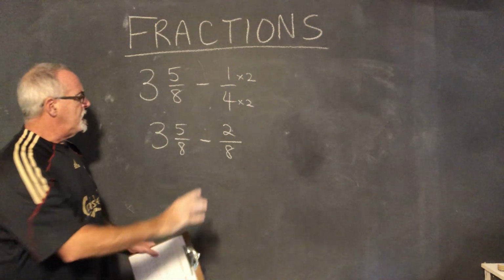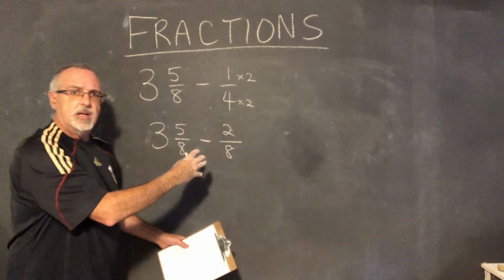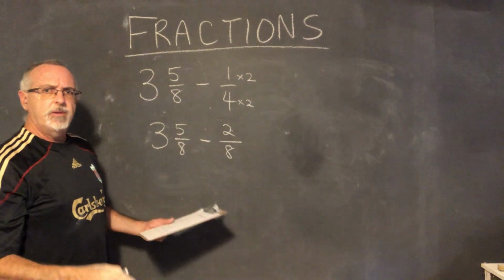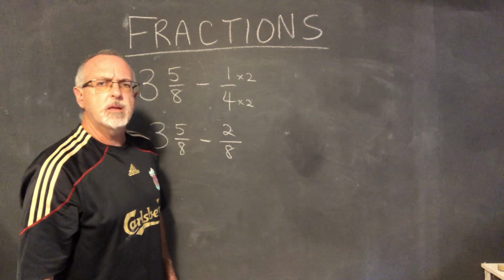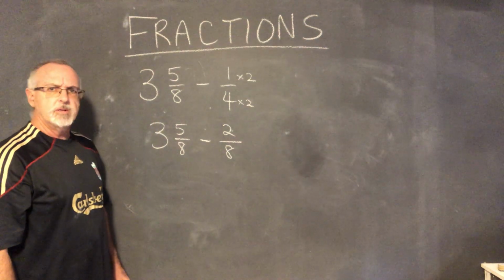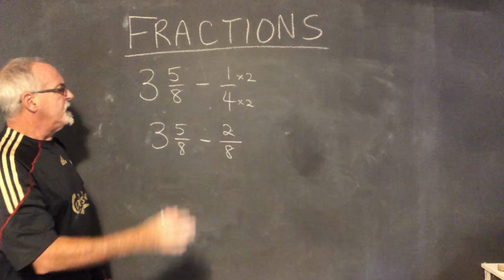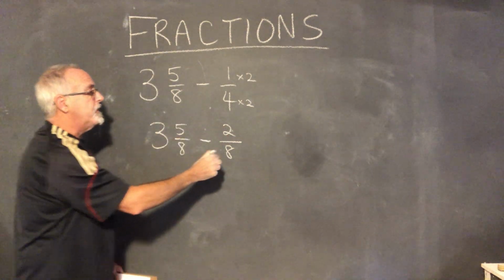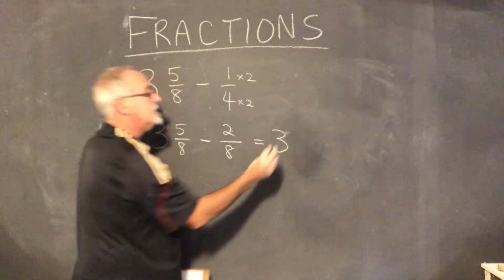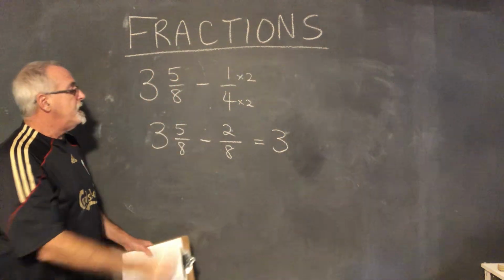I better slow down. 3 minus what? There is no whole number there. If I want, I can say 2/8 is equal to 0 and 2/8, but I don't know if that would make it look more confusing or less. I think maybe a little more. So I can just say 3 minus, and I don't have a number there, is going to give me 3 because I'm not subtracting anything from the 3.